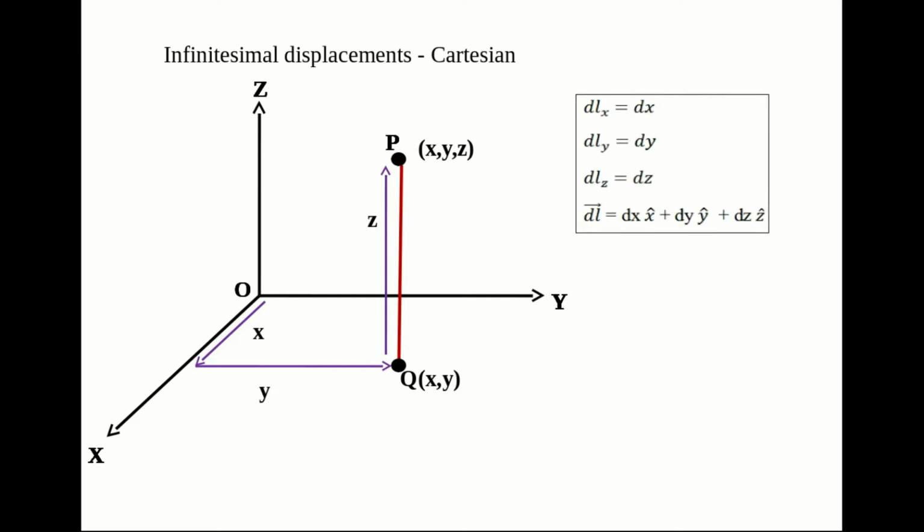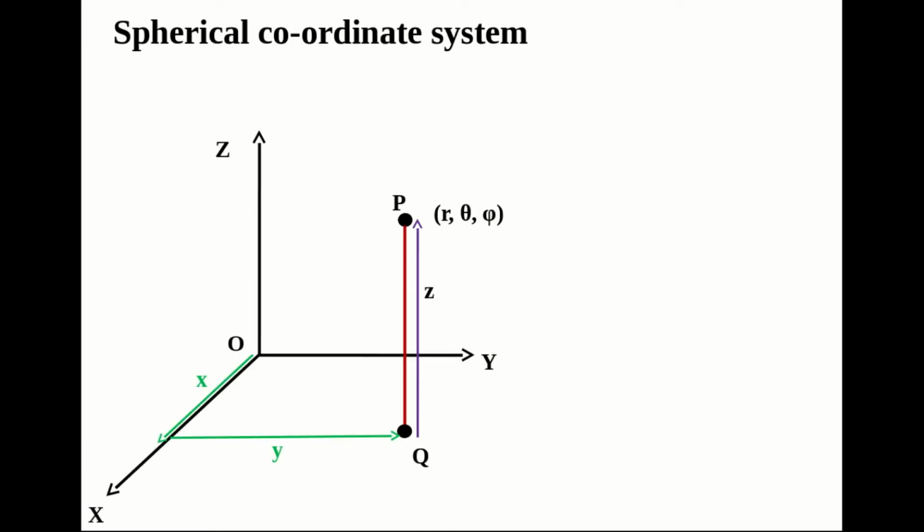The infinitesimal displacement in the direction of x, dlx, is equal to dx. Similarly, dly equals dy and dlz equals dz. In general, the infinitesimal displacement in 3 dimensions, dl vector, is equal to dx x cap plus dy y cap plus dz z cap. Now we go to the spherical coordinate system.